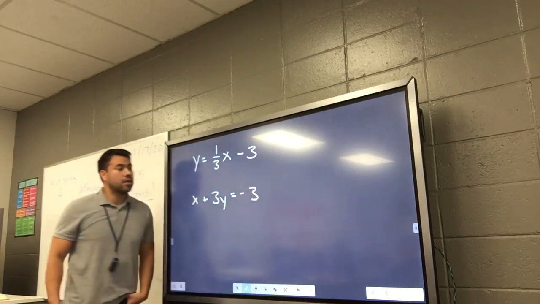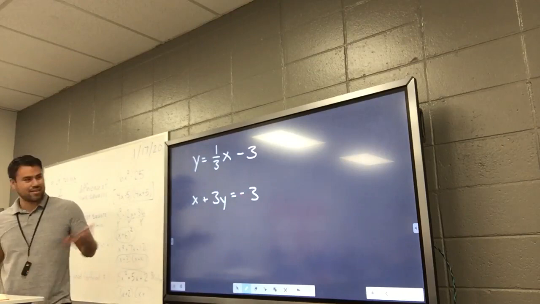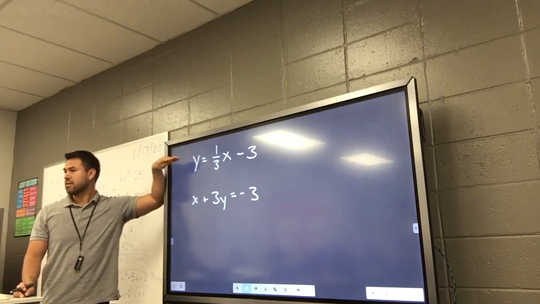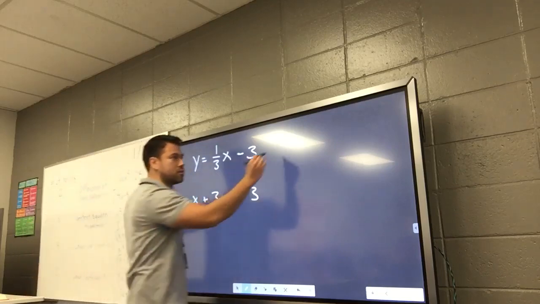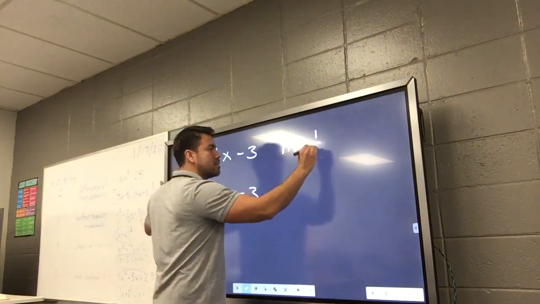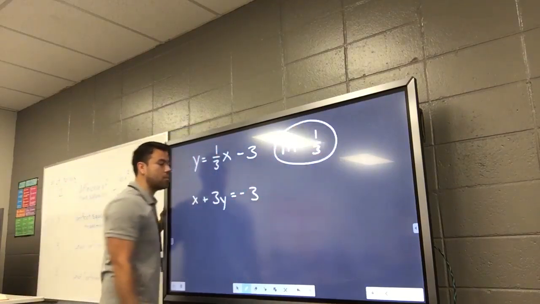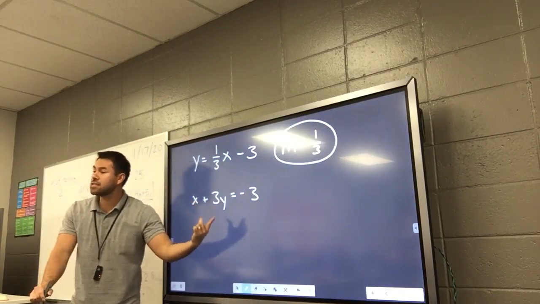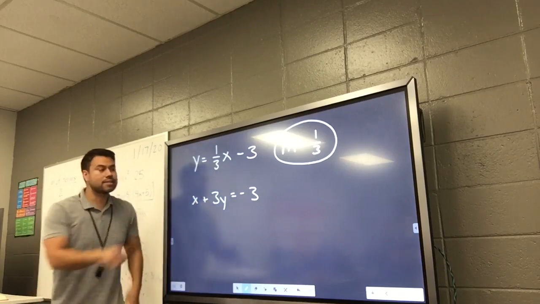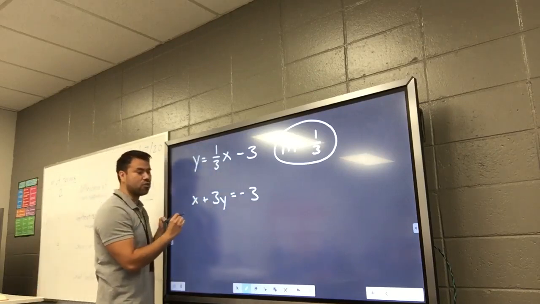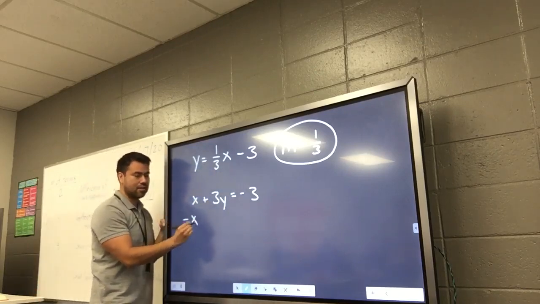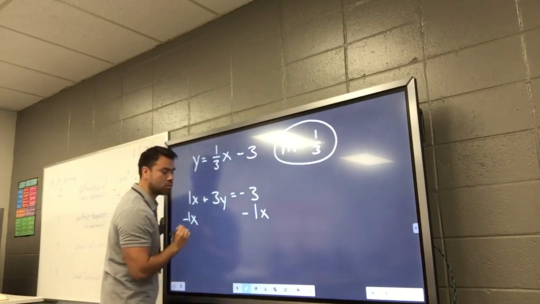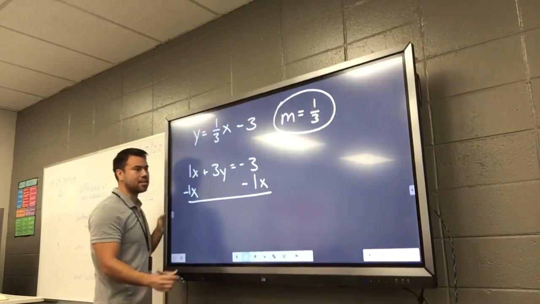Can you find the slope of this first line? Yeah, it's 1/3. So sometimes they give you the slope right away. Sometimes you have to find it out. That's your first slope. This one, they did not give you the slope, but can I get it in slope-intercept form? Yeah, it's the same thing you did last night. So first I subtract 1x. This is review. This is why we did this yesterday.